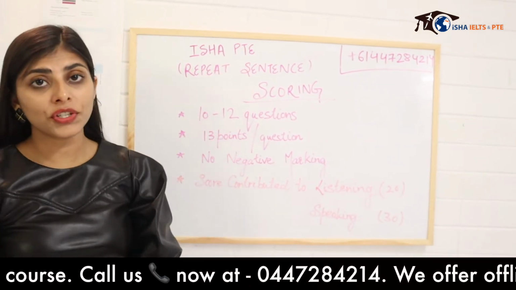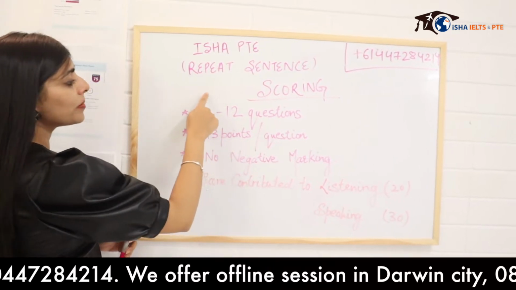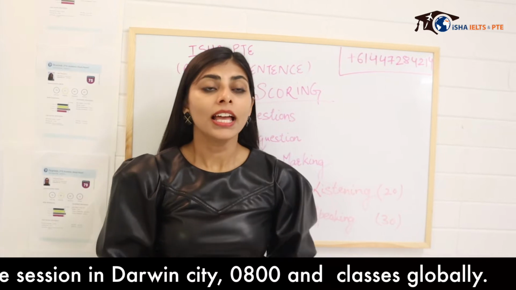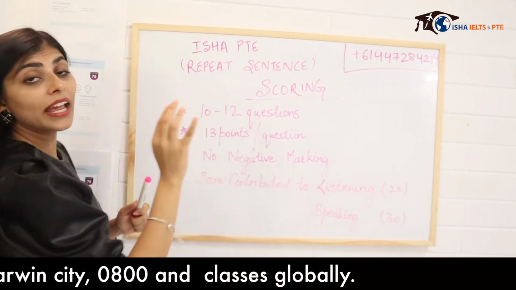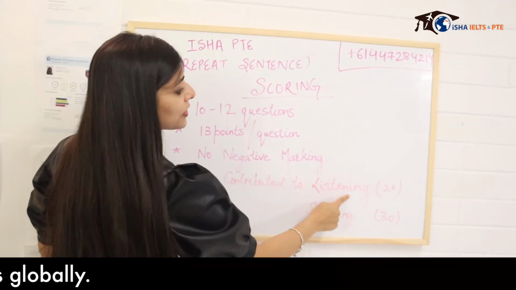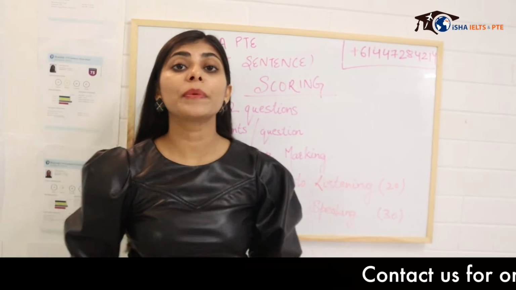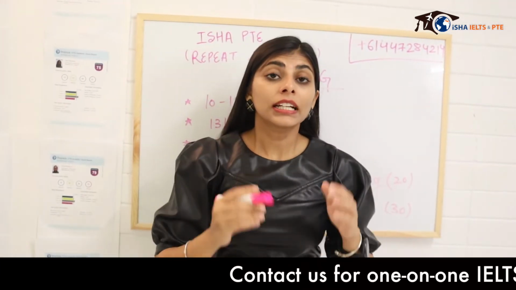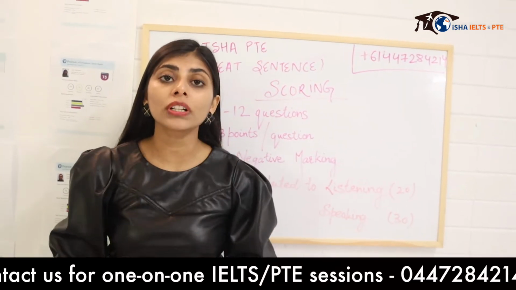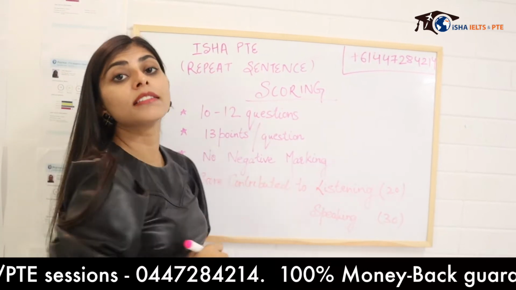Now, per question, we will be getting 13 points. But that doesn't mean that you will be getting 10 questions and 130 points, nothing like that. The points will be allotted out of 90. Of the 90 total points, listening gets 20 and speaking gets 30 points. 30 points out of 90 means 1/3 of your total speaking score is decided by repeat sentences questions.